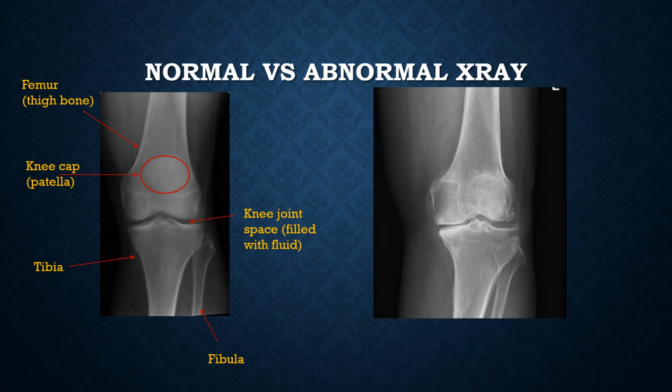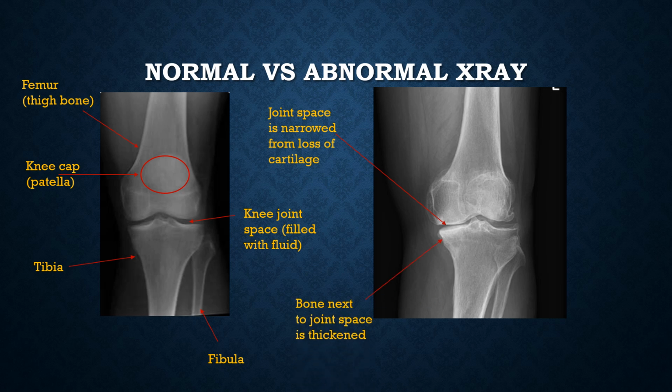Look at the difference with this knee x-ray. The joint space is narrowed. This is because there's a loss of cartilage. Look at the difference in space between the picture on the left and the picture on the right. Also, notice that the bone next to the joint space is brighter white than other areas. This is because the bone next to the joint space is thickened. This is often seen in osteoarthritis.